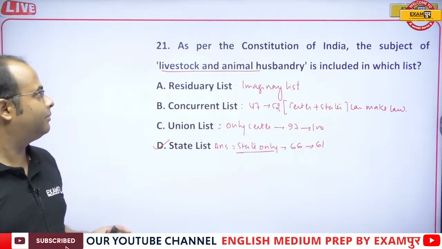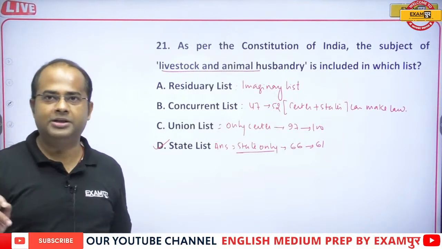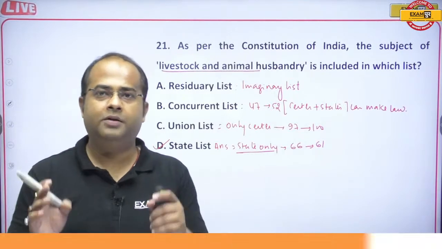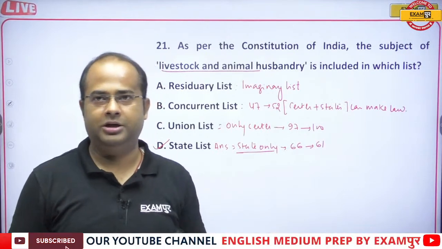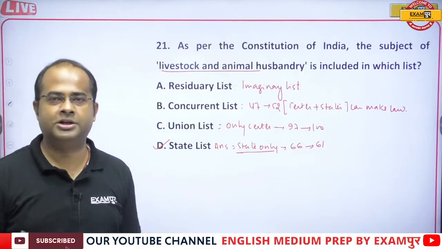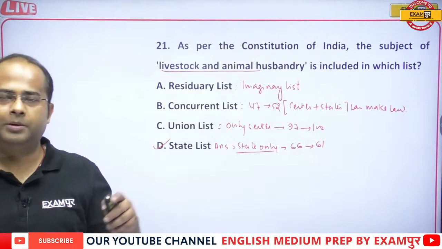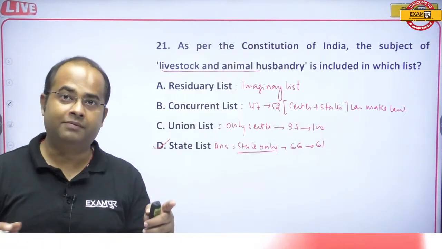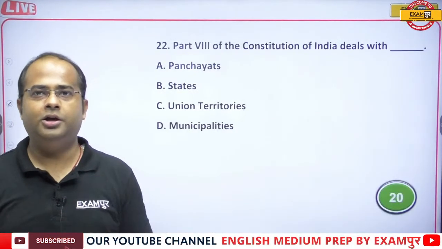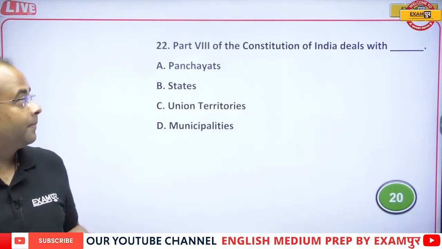So correct answer will be, guys, livestock, animal husbandry. This type of question can be asked, which particular subject is in which list. So slowly we will be doing this type of questions as well, so that if this type of question comes, you are able to answer it.